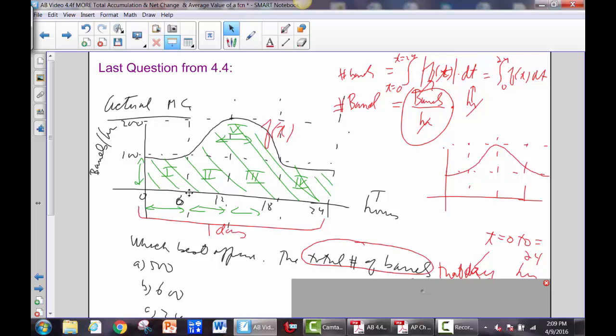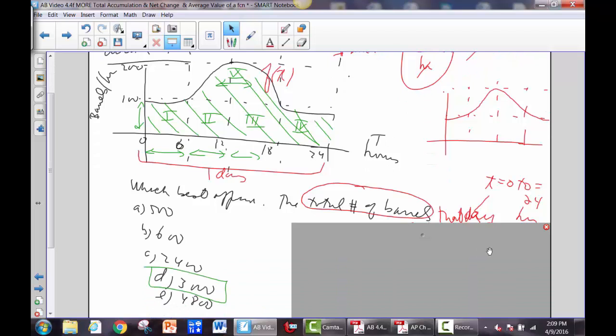Okay? All right, so what you need to do is basically count up the boxes. That's all you're doing. So here, just to give you an idea how we're dealing with total accumulation, the number of barrels is the integral of the absolute value of the rate of change, which is the barrels per hour, from 0 to 24. Now, that rate of change is your graph. This is your graph of barrels per hour, which is your rate of change. And of course, barrels per hour times hours gives barrels.